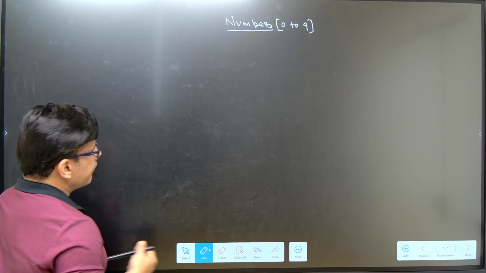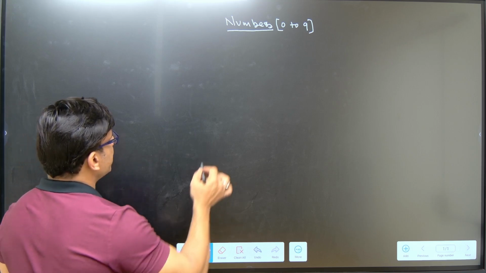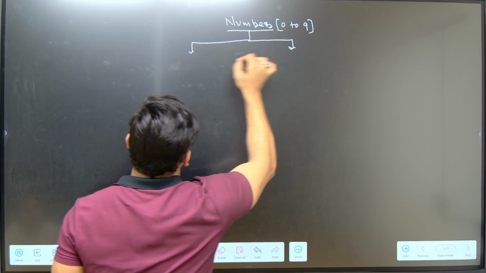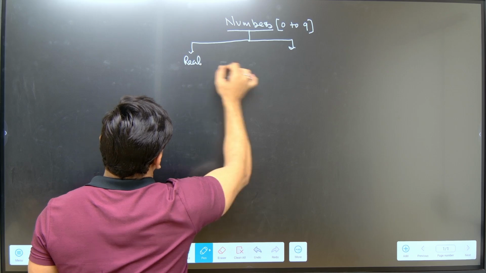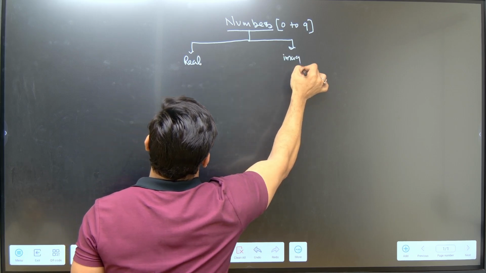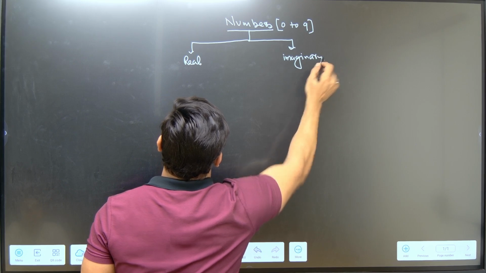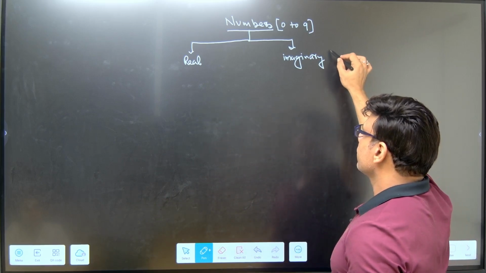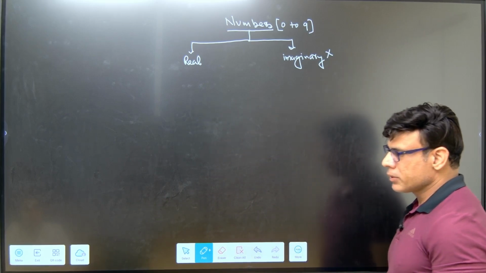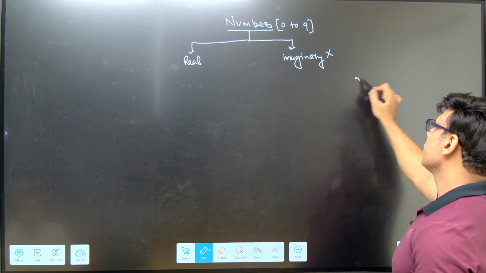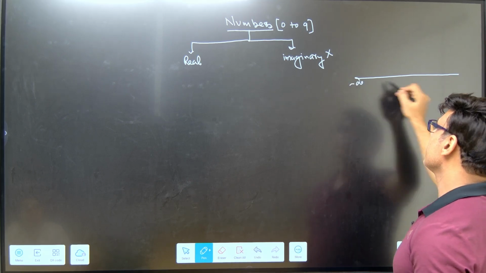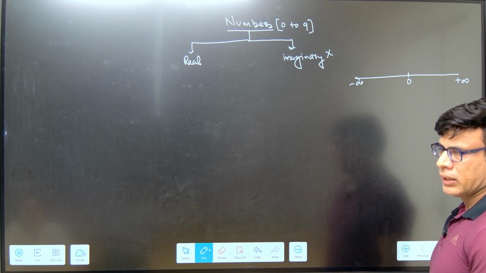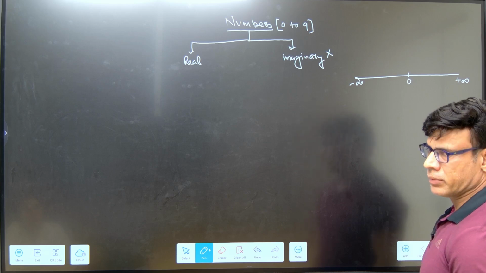Numbers are broadly categorized into two types. One is real and the second is imaginary. Imaginary numbers are not part of our course, so do not worry about it. Real numbers, so what are real numbers? There is a number line, from minus infinity to plus infinity, with 0. Any number you place on this number line is termed a real number.